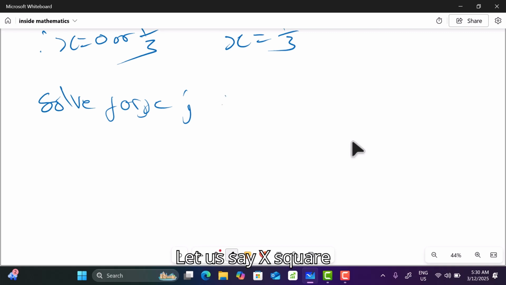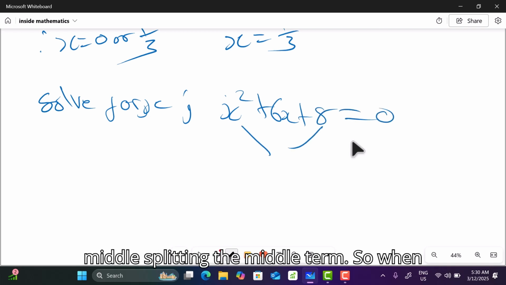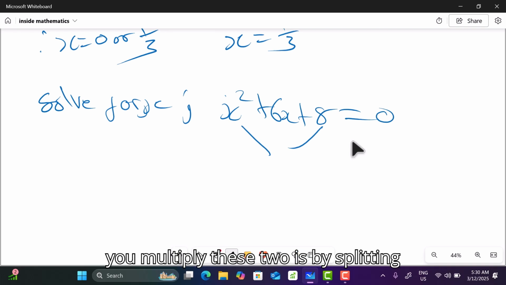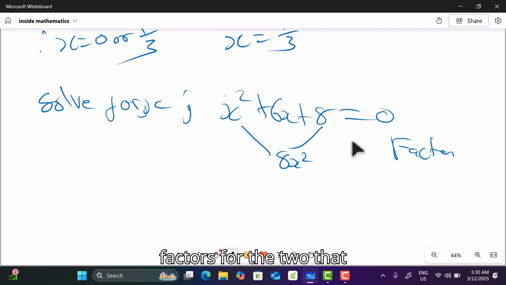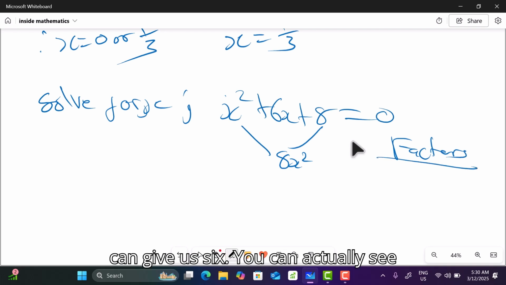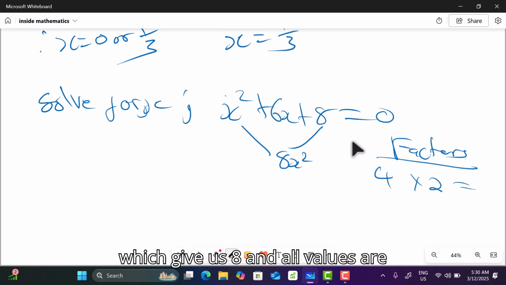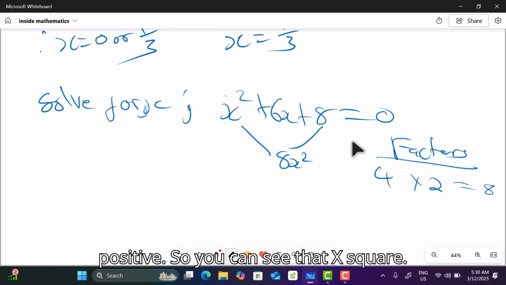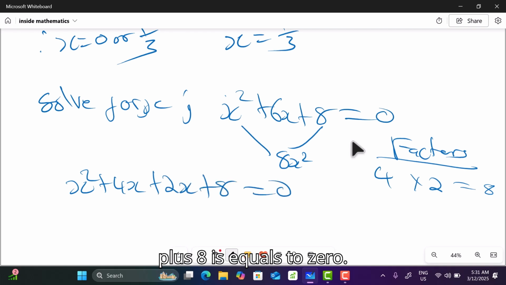Let us say x squared plus 6x plus 8 equals 0. We're going to use splitting the middle term. When you multiply these two, we get 8x squared. So if you are looking for the factors of 8 that can give us 6, you can see that it is 4 times 2, which gives us 8, and all values are positive. So x squared plus 4x plus 2x plus 8 equals 0.